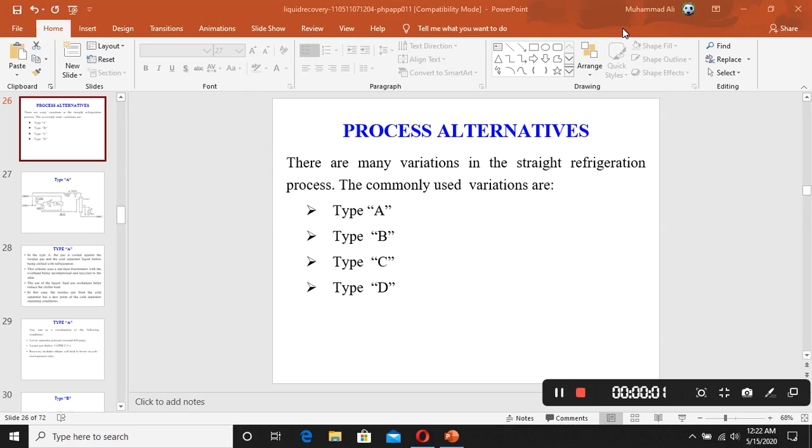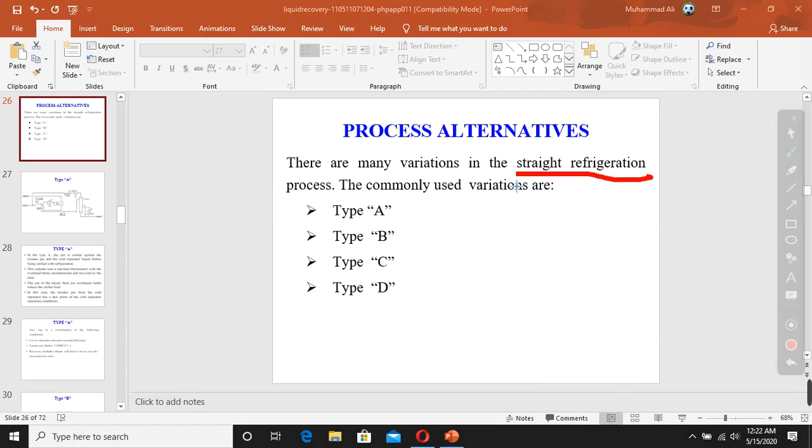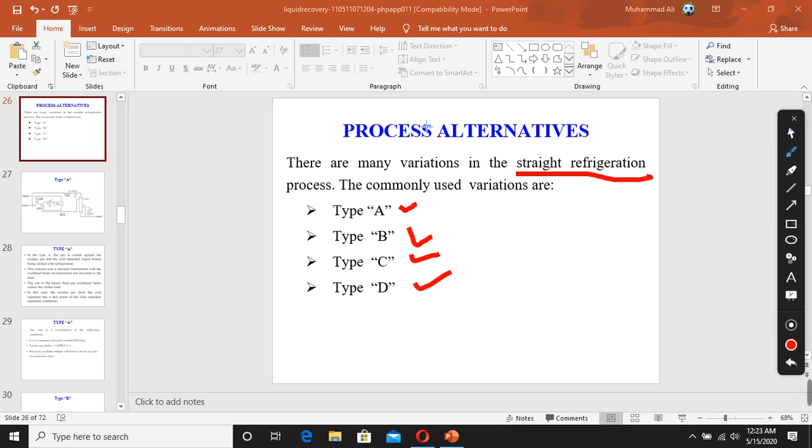Hi everyone, welcome back to liquid recovery and natural gas processing engineering. We are talking about the straight refrigeration process that we discussed in the previous lecture. This straight refrigeration process has some different types. The configuration of the equipment is different in 4 different types, and some of them have different parts. So let's look at the variations in the installation and see which one is good for what purpose.